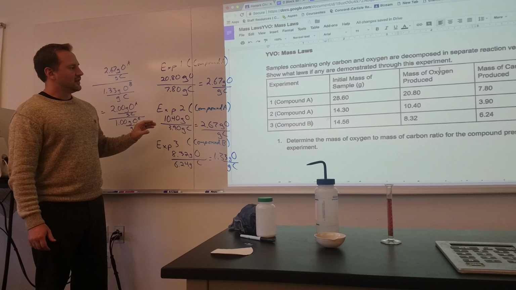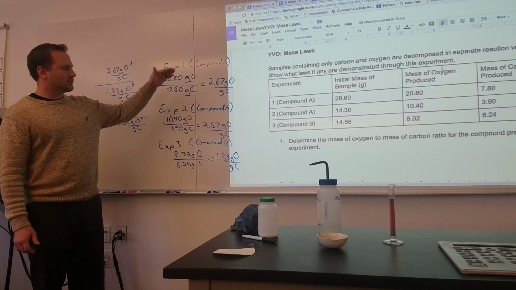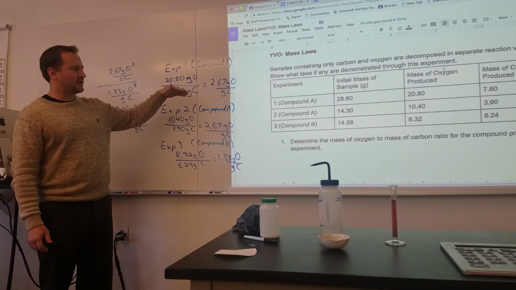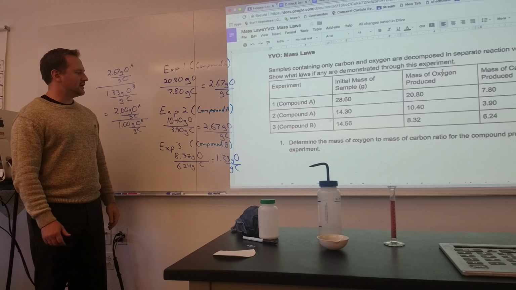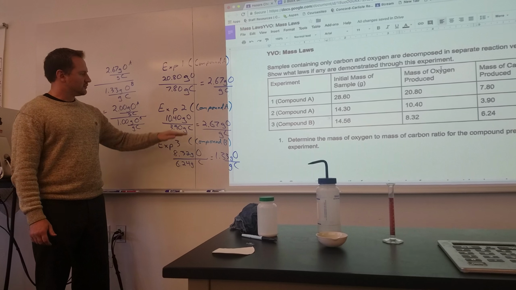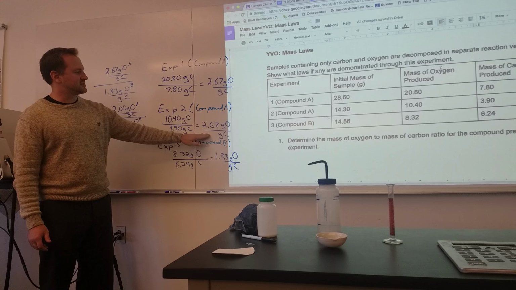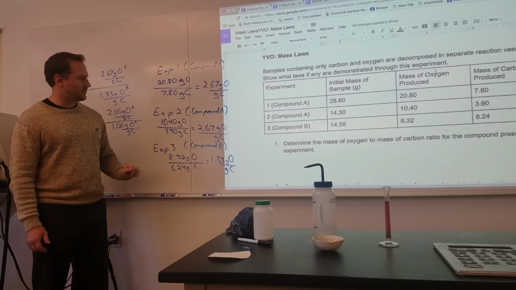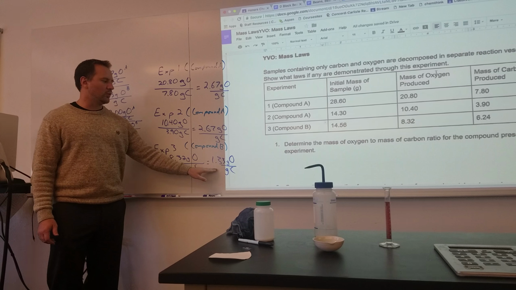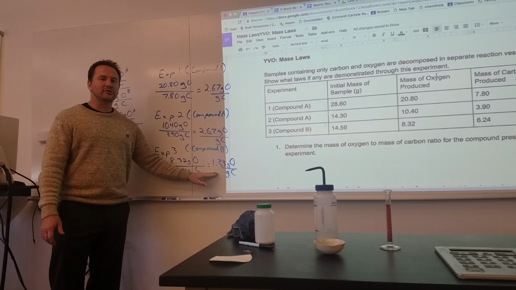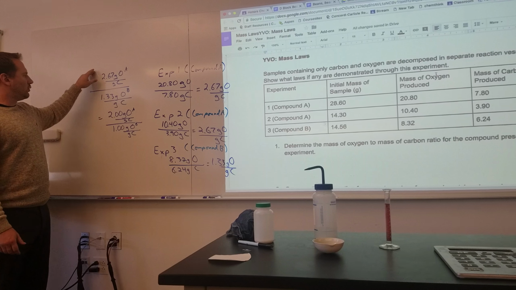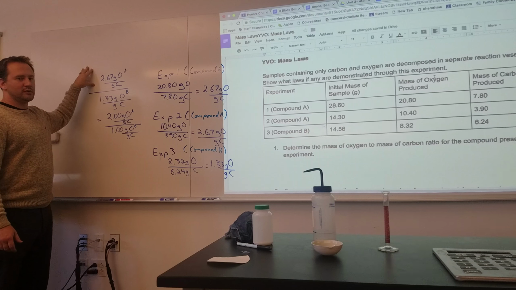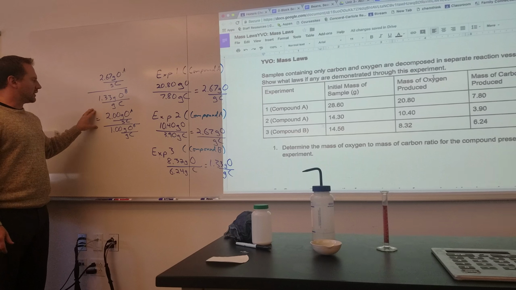Then, lastly, we can compare either experiment 1 or 2, but compound A to compound B, and we'll see that there's a different ratio. So compound A, again, 2.67 grams of oxygen per gram of carbon by mass. Compound B is only 1.33. When we compare those ratios, we get a whole number. So when we divide the ratio in A by B, we get a ratio of 2 to 1.